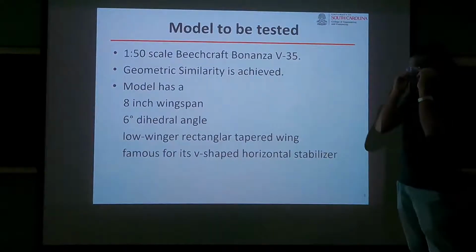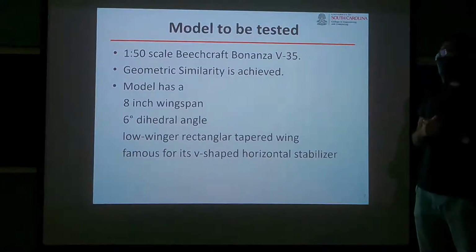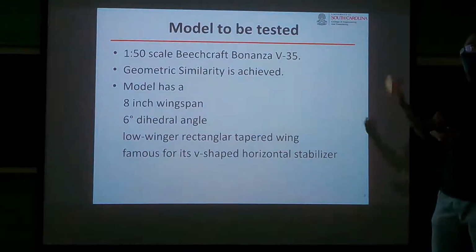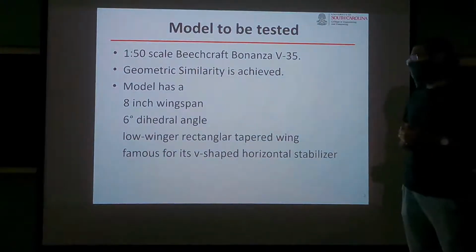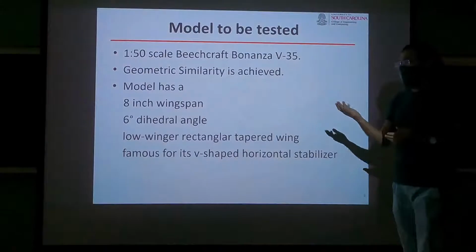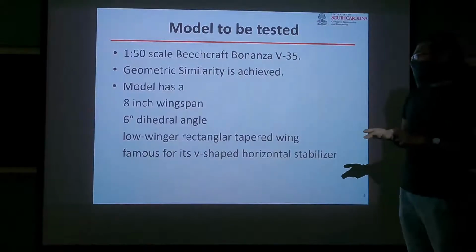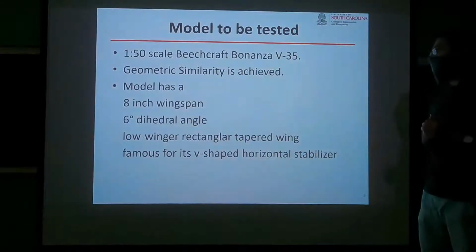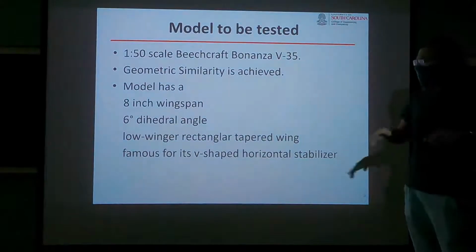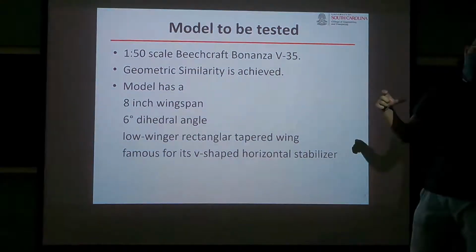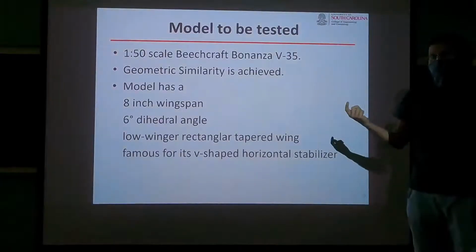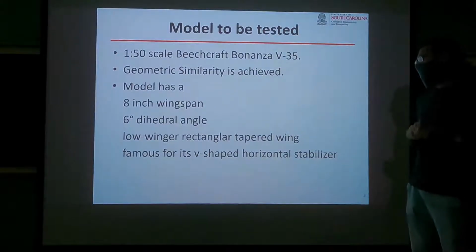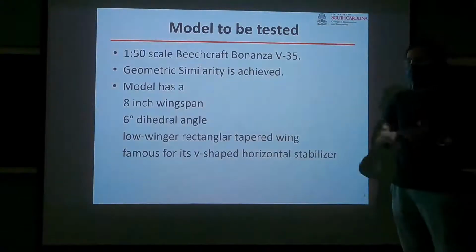The model to be tested was a 1/50th scale Beechcraft Bonanza V35. It's a scaled model, so we have the geometric similarity. A couple of things about the model: it has an 8-inch wingspan, which is about this big, and it has a 6-degree dihedral angle, which imitates the actual airplane, which also has a 6-degree dihedral angle. It's a low wing, rectangular and tapered, not swept back or swept forward. It's a rectangular wing, mounted under the fuselage and tapered to some NACA profile.